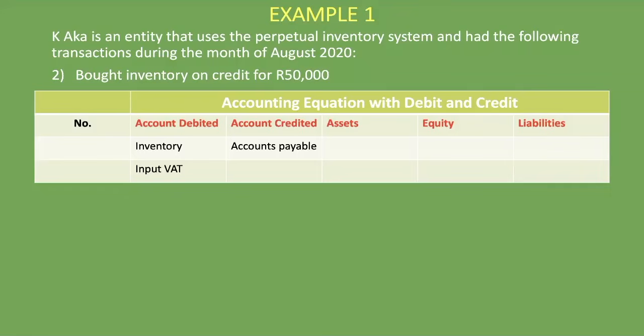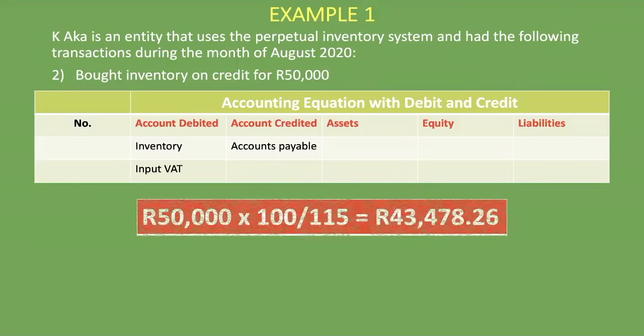Now remember, at the beginning, the question told us to assume that all amounts include VAT at 15% where applicable. So when we buy inventory or whenever we sell inventory, there is VAT involved there. So we have VAT in this 50,000 rand. Whenever we record our inventory, we must always record it excluding the VAT. So we're going to take the 50,000 rand times 100 divided by 115, and we get the value of our inventory, which is 43,478 rand and 26 cents.